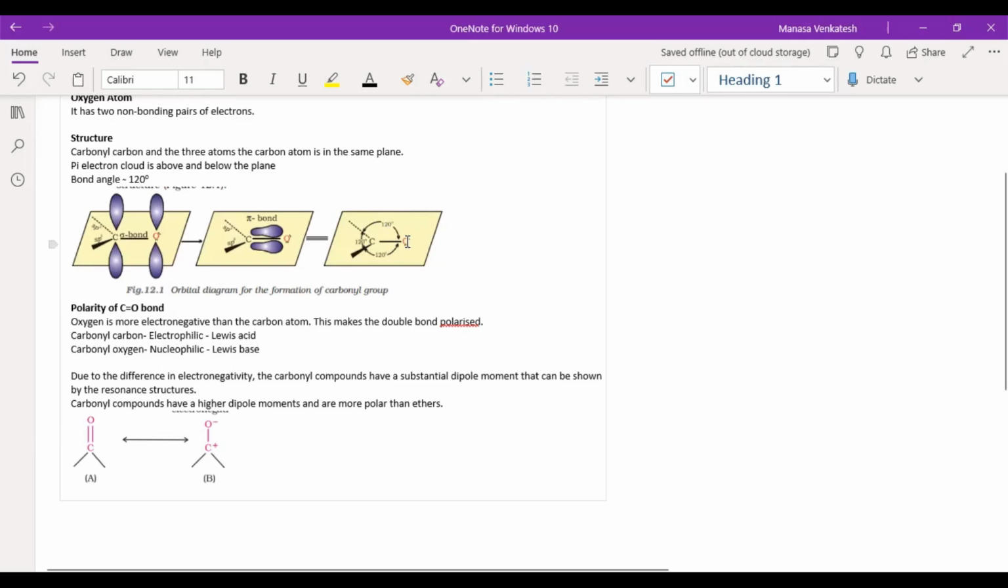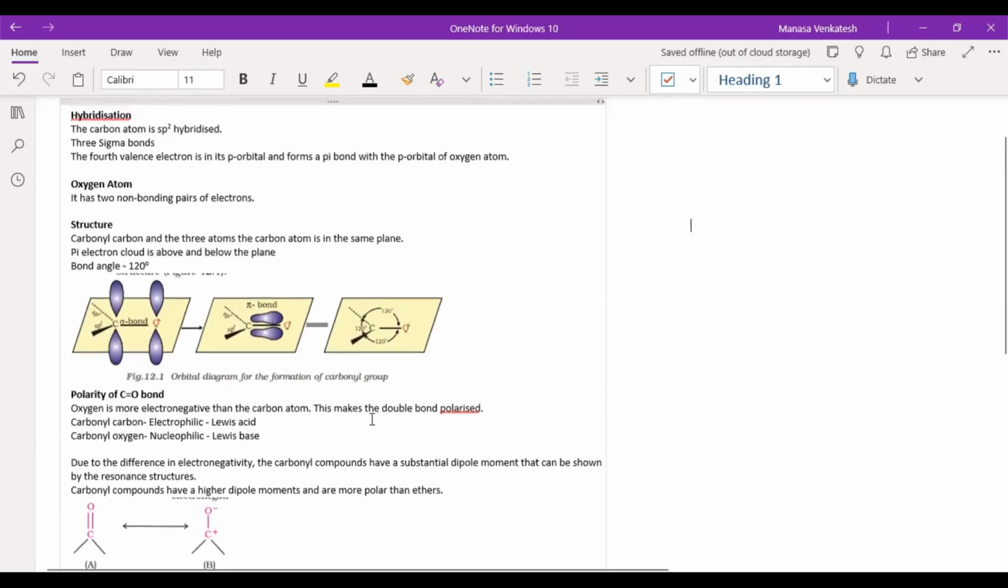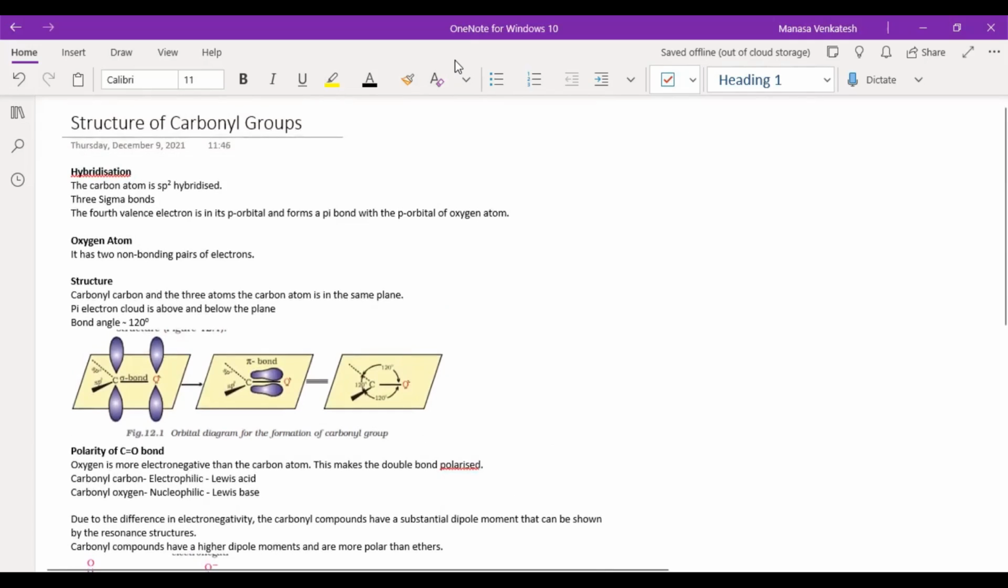Because of this high difference of electronegativity between carbon and oxygen, we know that there is going to be a dipole, and this dipole moment is also shown based on the resonance structures. So here you have the carbonyl. This is one of the resonance structures, the normal thing that we see. And this shows the negative charge on the oxygen and the positive charge on the carbon, because this bond shifted to the oxygen atom because of its high electronegativity. Now, carbonyl compounds actually have a high dipole moment, and they are more polar than ethers. So with that, we're done with the structure of carbonyl groups.